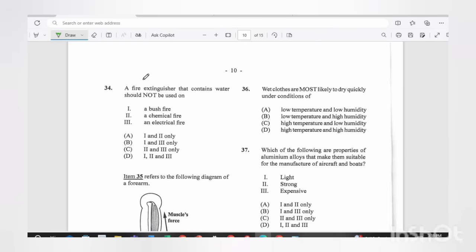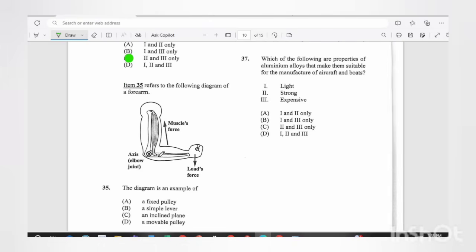Question 34. A fire extinguisher that contains water should not be used on A, a bushfire, B, a chemical fire, or C, an electrical fire. The answer there would be C. It should not be used on a chemical fire or an electrical fire. Item 35 refers to the following diagram of a forearm. The diagram is an example of: is it a fixed pulley, a simple lever, an inclined plane, or a movable pulley? The answer there is a simple lever.